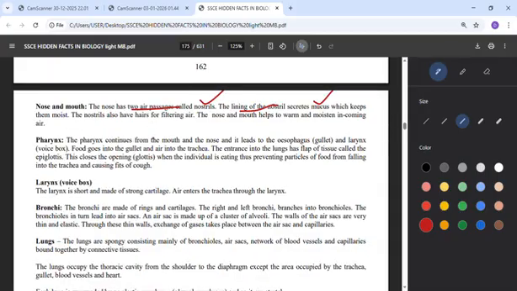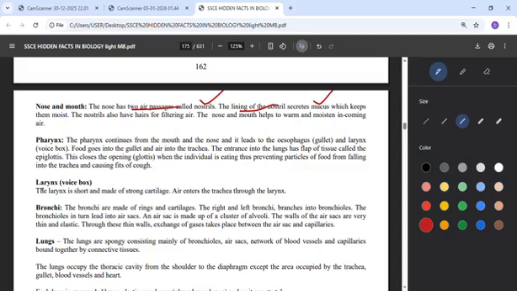Then for the pharynx, it continues from the mouth and the nose. That means it's the meeting point of the mouth and the nose, leading to what we call the oesophagus. That's why you can swallow food, because the pharynx leads to the oesophagus.